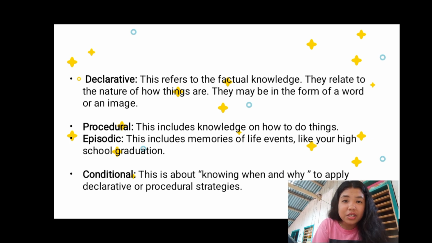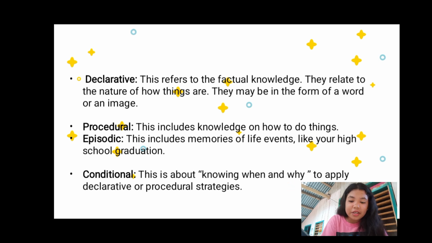The last type of knowledge is the conditional. Conditional knowledge is about knowing when and why to apply declarative or procedural strategies. Imagine, you know how to use an umbrella. That is already procedural knowledge. And you know the rain can make you wet. That is already declarative knowledge. But conditional knowledge is, if it is raining, then I should use an umbrella. It connects what you know to when and why to use it.